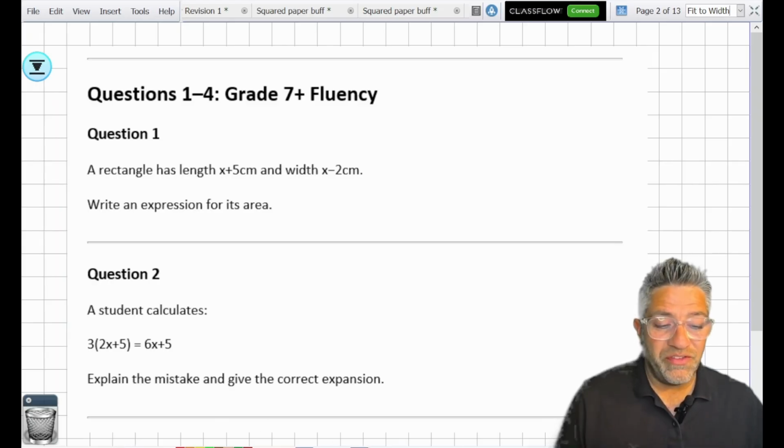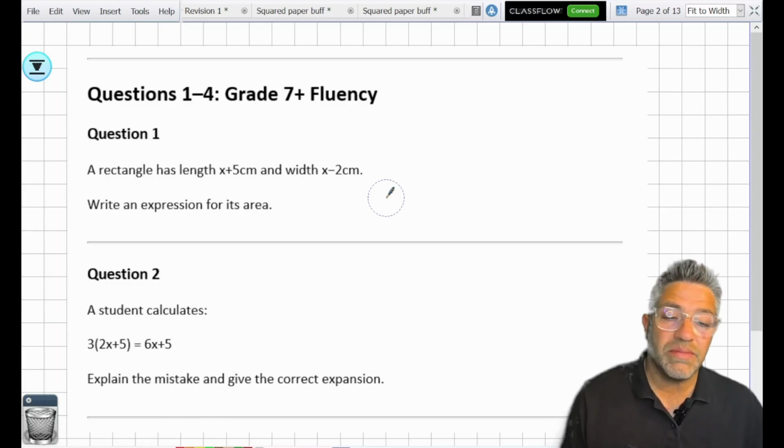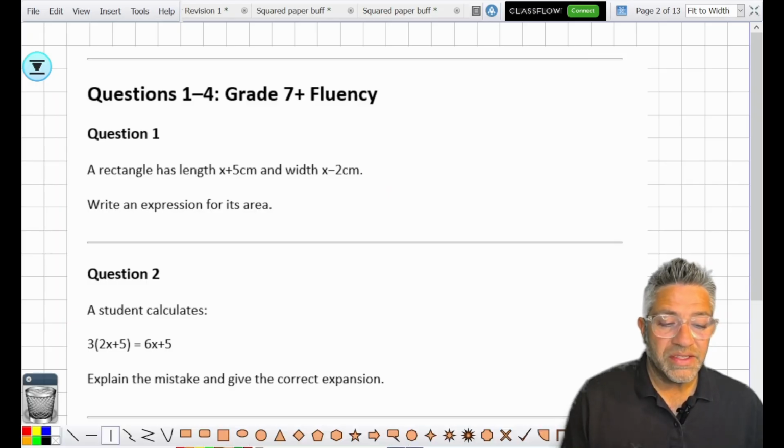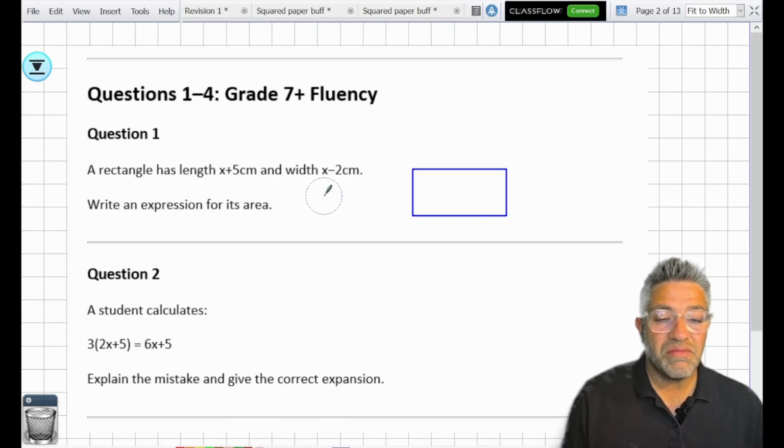So if we start with the first question: a rectangle has length x plus 5 centimetres and width x minus 2 centimetres. Write an expression for its area. I always like, if I can, to begin with a very simple diagram when relevant. And we're told x plus 5, and we're told x minus 2. It doesn't really matter which way around you get these measurements.